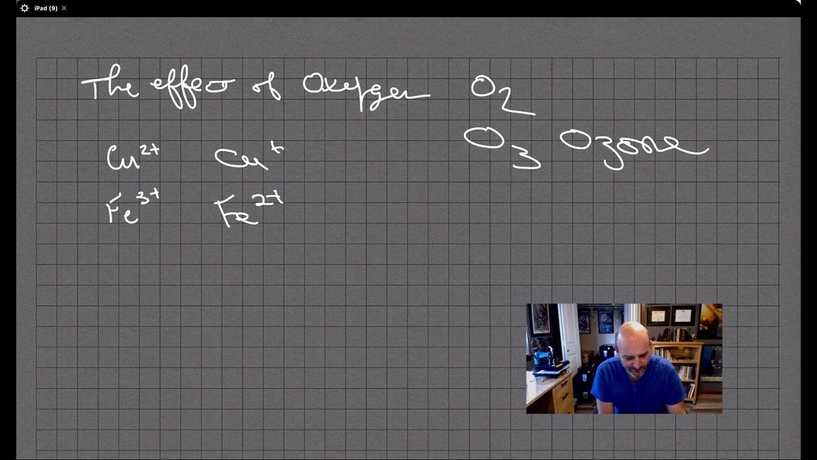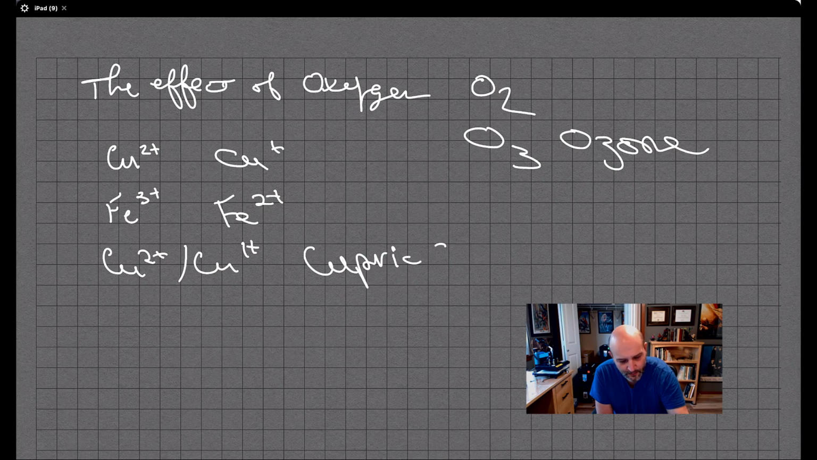I don't know if I should be writing that out for you or not, but I can. I don't know if you care about it too much, but this is copper, this is the cupric, cuprous, and this part is the ferrous.